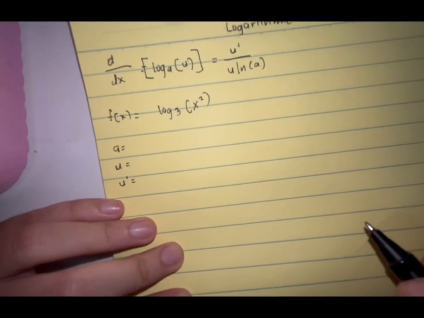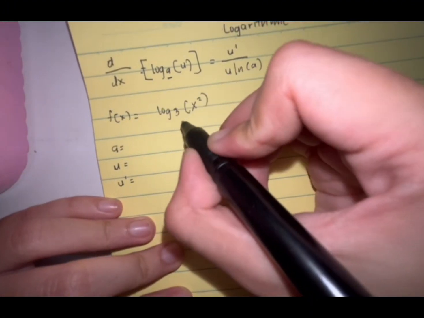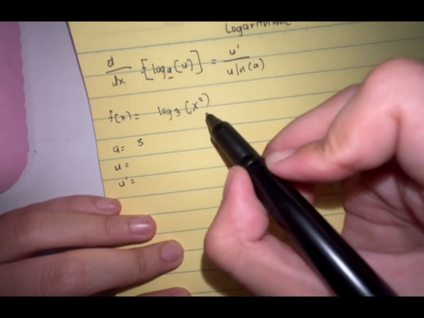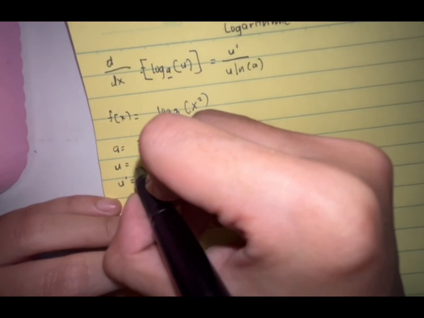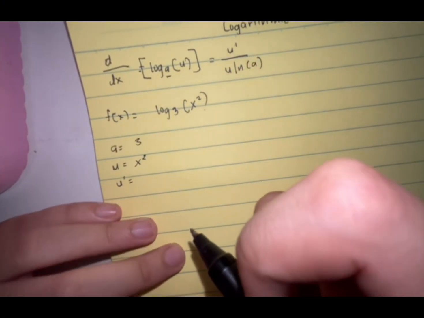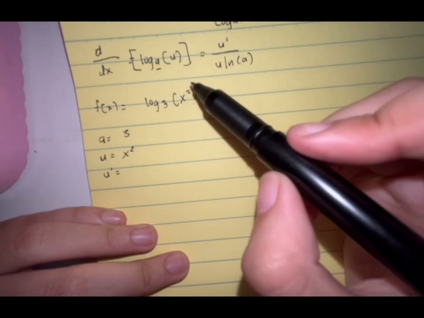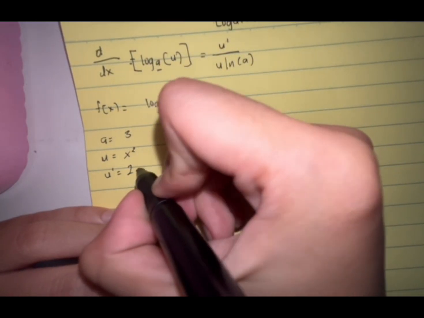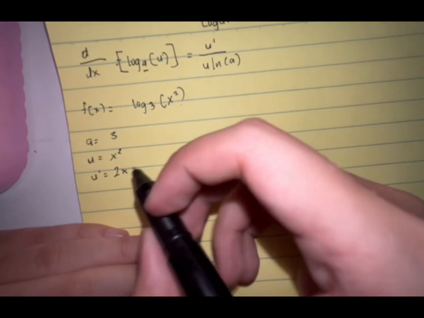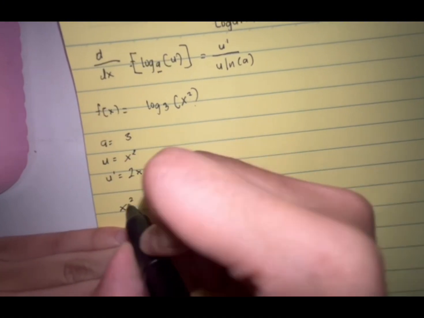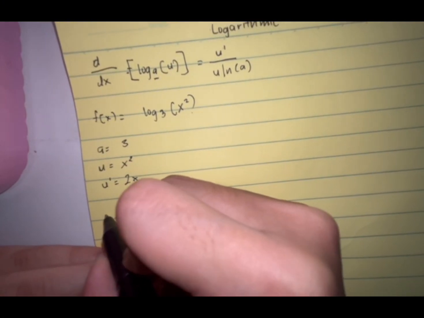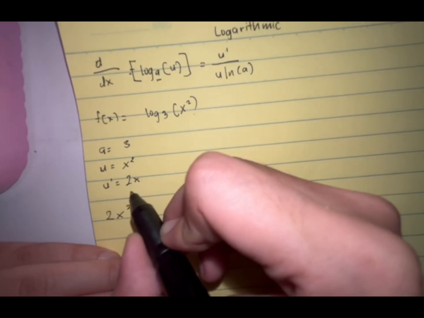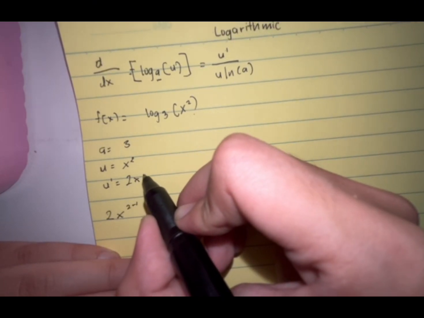So, ano ba yung a mo? A mo is ito. So, ano yung a mo? 3. Then, yung u mo is ito, x squared. And then, yung u prime mo is, kukunin mo lang yung derivative nito, which is 2x. So, paano naging 2x? Dahil x squared, ibababa mo yung 2 here, bali magiging 2, then minus 1. E di magiging 2x raised to 1. So, dahil nga 1, hindi nilagay yung 1.